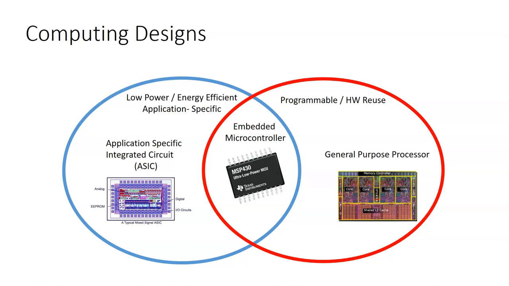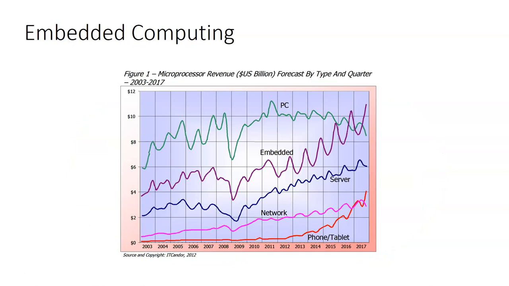So among the different computing domains or designs, embedded systems have actually shown the greatest growth over the past decade. And that's what's shown on this graph. On the x-axis here is over the years from 2003 to 2017, the total revenue from each of the microprocessor types. And so you can see that embedded processors have really become an important part of the computing landscape in our daily lives. Okay, so what is an embedded system?